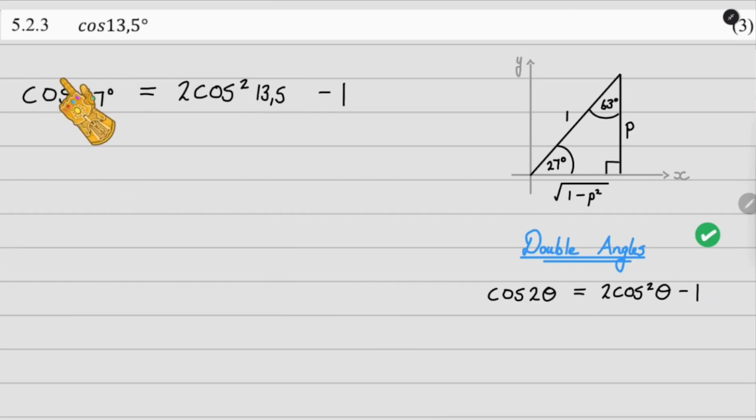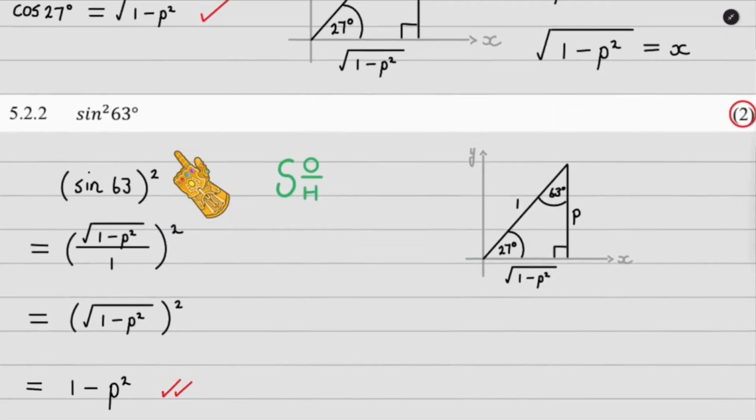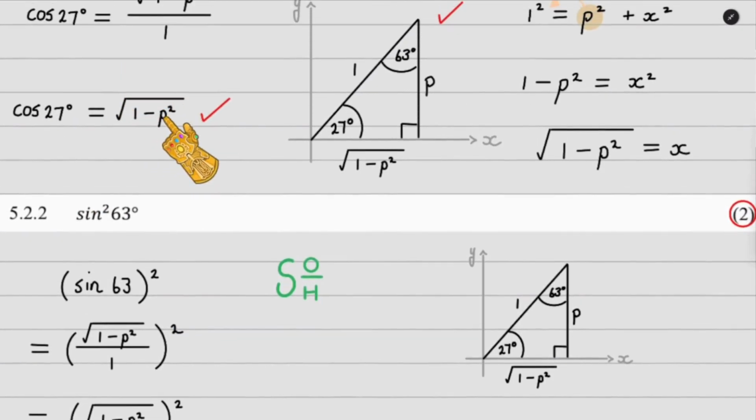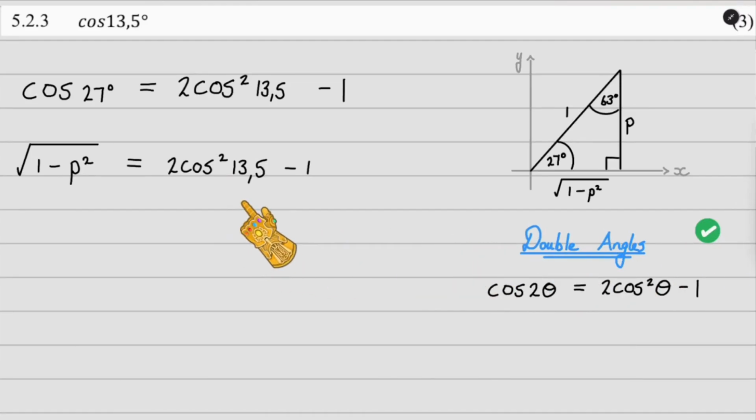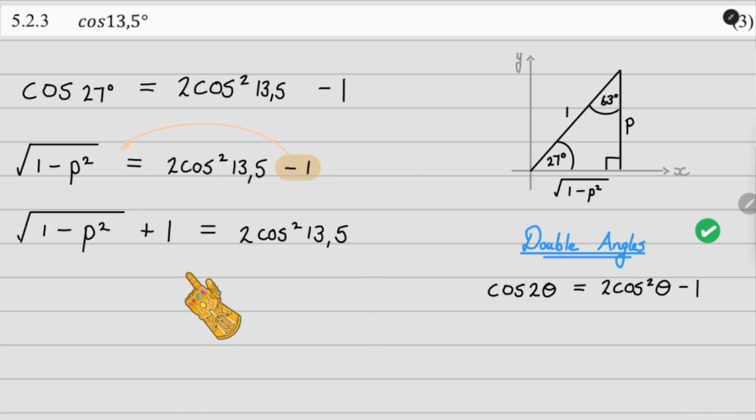And then I'm going to use the sketch to change this cos of 27. Or in fact, I think we actually got it earlier. Yeah, here it is. Cos of 27 is this thing over here. So let's change cos of 27 to the square root of 1 minus p squared. And after we make that change, the mission is to get this cos of 13.5 on its own. So how we start doing that is we move the negative 1 over and it becomes plus 1. After I move that over, I want to get rid of this 2 by dividing both sides by 2. These 2's will cancel, and then I'm just left with this big mess.